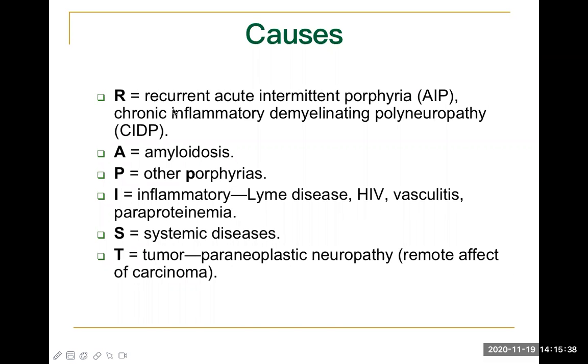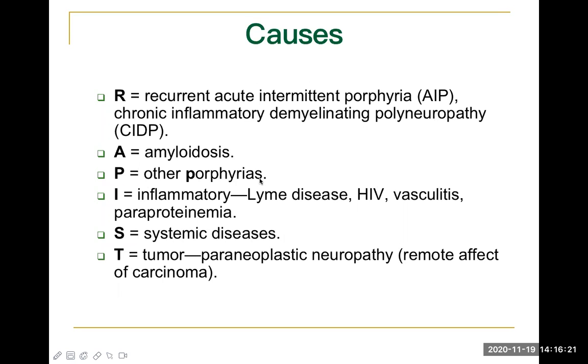Now, R stands for recurrent: acute intermittent porphyria and chronic inflammatory demyelinating polyneuropathy. So intermittent porphyria is a disorder of the heme metabolism. Heme is a part of hemoglobin, and hemoglobin is present inside the RBC. So you can correlate like that. So porphyria can also damage the peripheral nerve. A stands for amyloidosis. This is an abnormal type of protein which is synthesized by the liver in response to any chronic infection or inflammation, and that protein can be deposited in different organs or systems. It is an important cause of peripheral neuropathy.